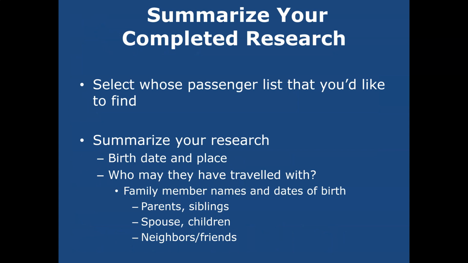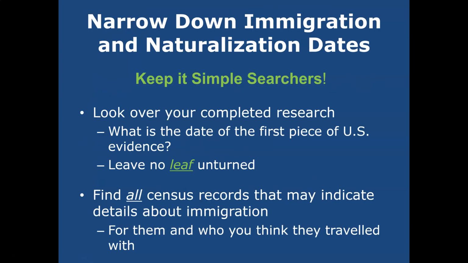So the first thing that you can do to help keep it simple is to summarize your completed research. First, select whose passenger list that you'd like to find, and then summarize your research about that person. Write down things like the birth date and birthplace, who they might have traveled with. So think about family members' names and dates of birth, parents, siblings, spouse, children, neighbors, and friends. Then you want to narrow down immigration and naturalization dates.